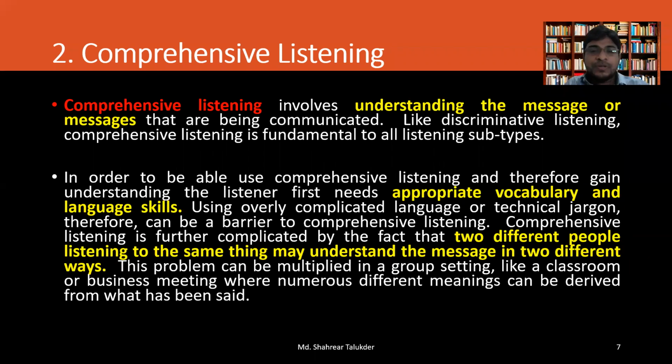All right. Now, using overly complicated language or technical jargon, therefore, can be a barrier to comprehensive listening. Technical jargon or complicated language. So if I intentionally try to use very difficult words for you, then you may find it difficult to understand. You may find it very challenging. So that's why I'm trying to keep it simple by using very simple vocabulary so that it will be easily understandable for you.